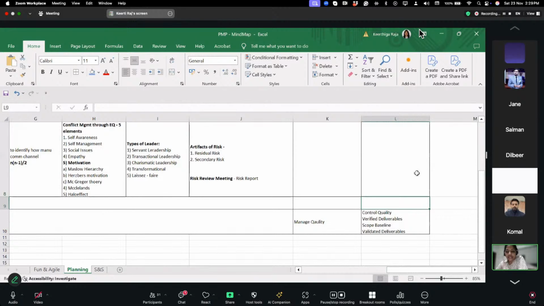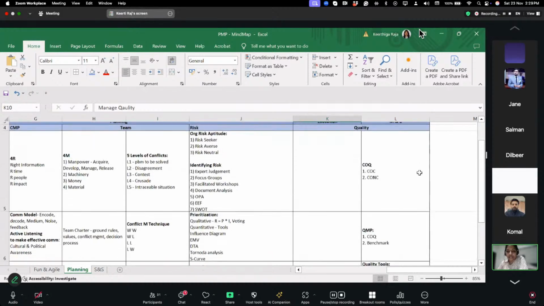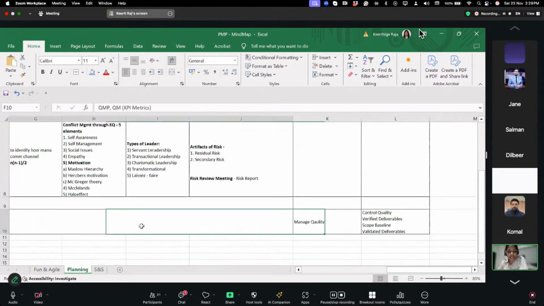And the next thing will be control quality. In the planning, we'll be having the quality management plan and the quality metrics, and execution will be having managing the quality. In the close, we'll be having the control quality. We'll be verifying the deliverables. After verifying, we'll be having the scope baseline. After that, the deliverables will be either accepted or validated.